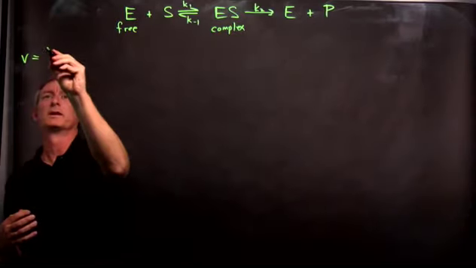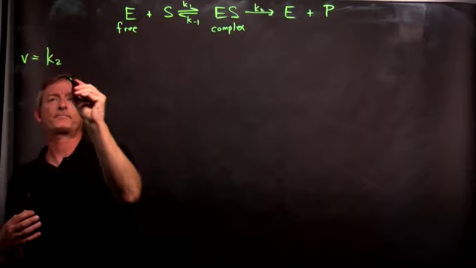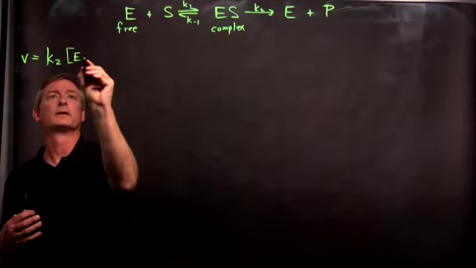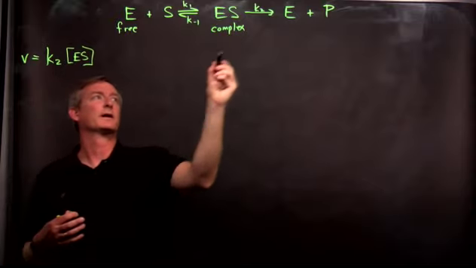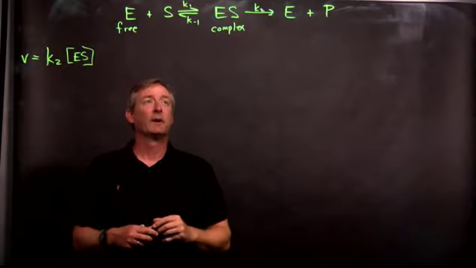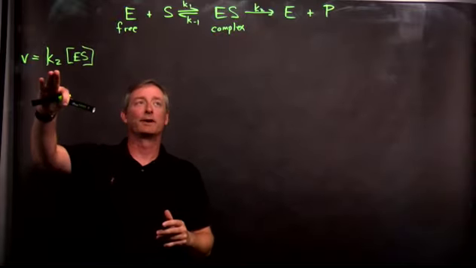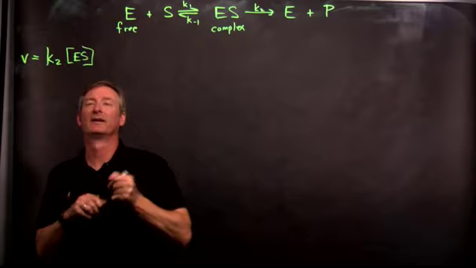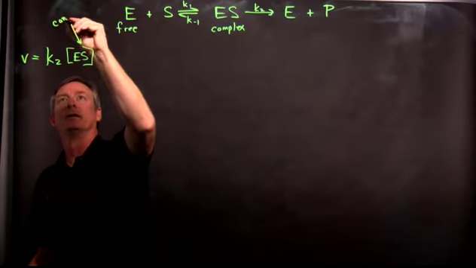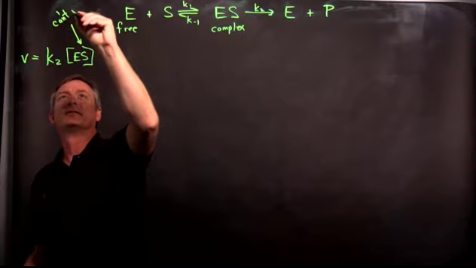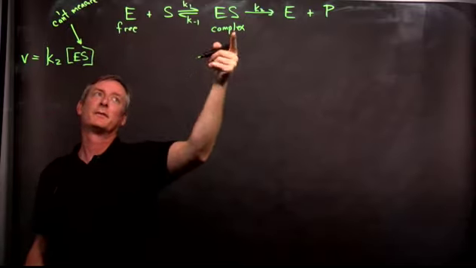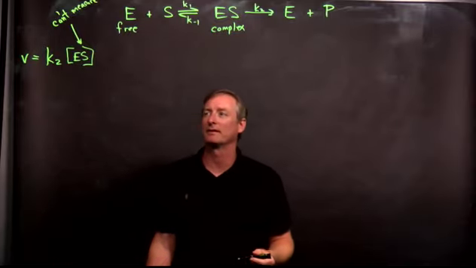So maybe we can think of this reaction as being equal to K2 times the concentration of the enzyme substrate complex. That describes the formation of product. So maybe we're done, right? That's a good equation. The problem is, we can't measure how much of this enzyme is free versus how much is in the enzyme substrate complex.